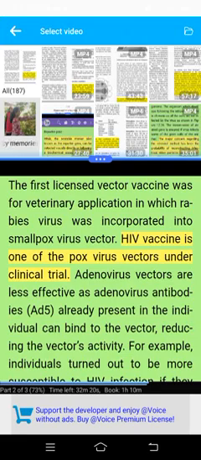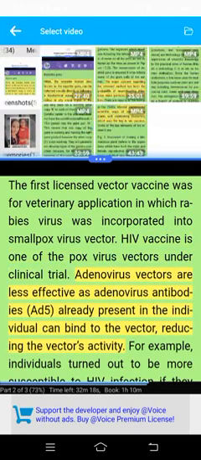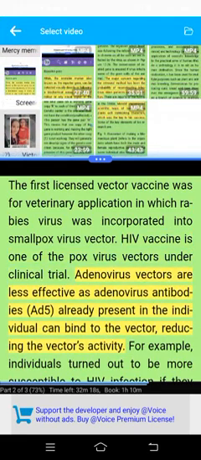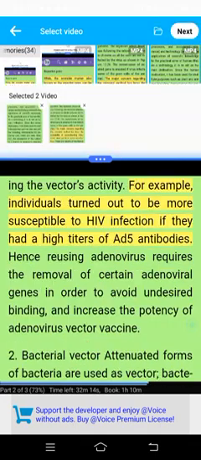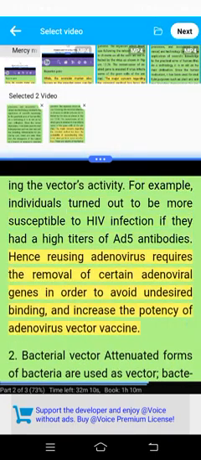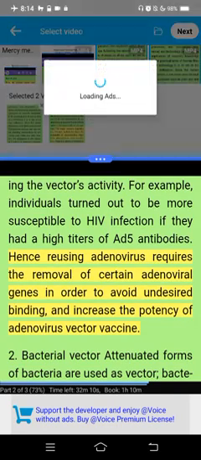HIV vaccine is one of the pox virus vectors under clinical trial. Adenovirus vectors are less effective as adenovirus antibodies (Ad5) already present in the individual can bind to the vector, reducing the vector's activity. For example, individuals turned out to be more susceptible to HIV infection if they had high titers of Ad5 antibodies. Hence, reusing adenovirus requires the removal of certain adenoviral genes in order to avoid undesired binding and increase the potency of adenovirus vector vaccine.